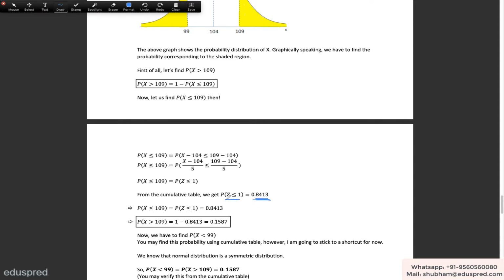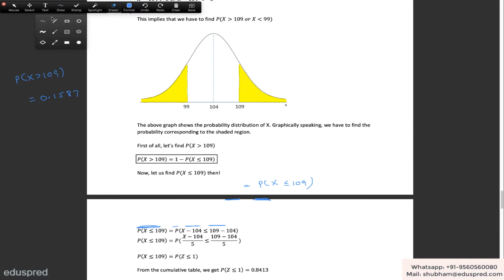And once you have this probability, which is the probability that x is less than or equal to 109, you can put it over here. So this implies the probability that x is greater than 109, which is the probability we are interested in, is equal to 1 minus 0.8413. So this is equal to 0.1587. So the probability that x is greater than 109 is equal to 0.1587.